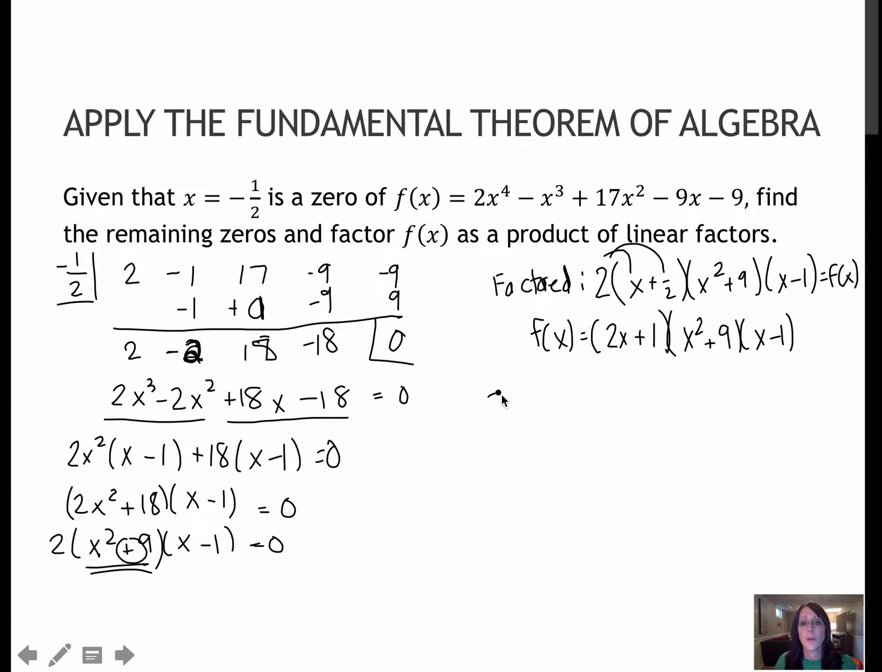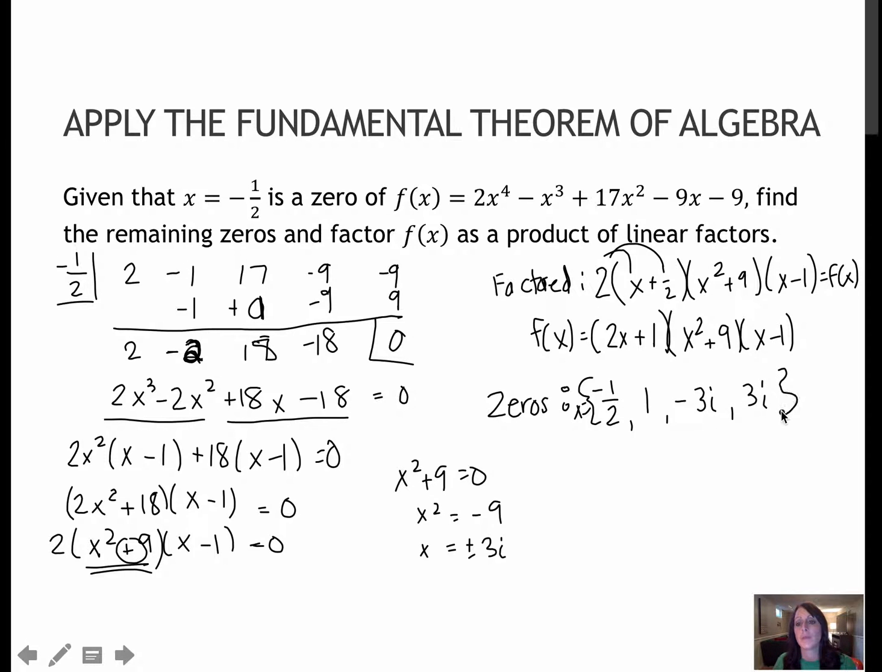So that's factored form. My zeros, which is what I get when I set each of these equal to 0. One of them is, of course, that -1/2. That's what I get when I set this one equal to 0. If I set this equal to 0, I get 1. And when I set this equal to 0, again, you can show that work if you need to, I'm going to end up with plus or minus 3i. So that's -3i, positive 3i. Those are my zeros. Notice there are 4 of them.